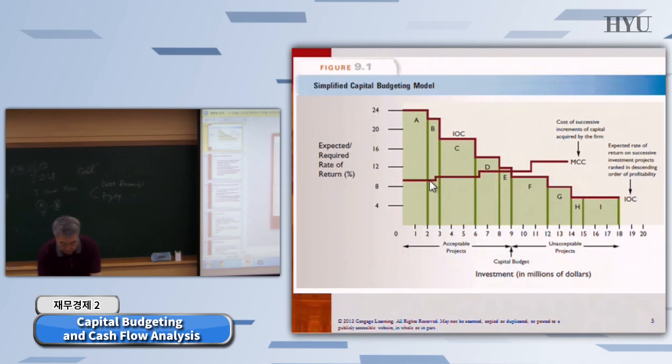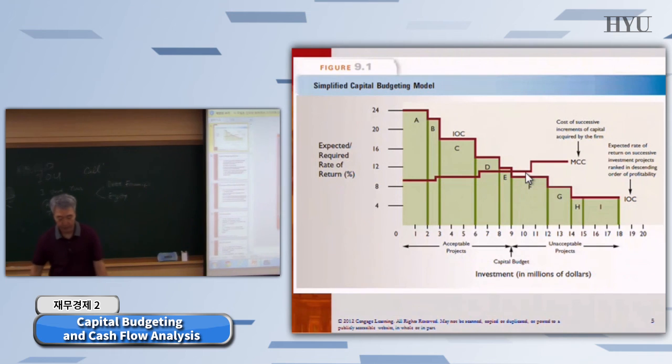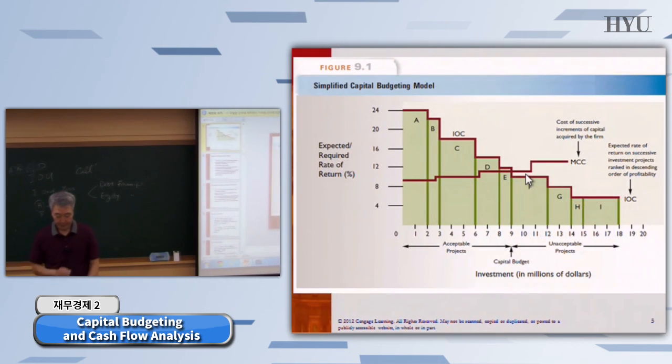Then we have this upward sloping curve. It's called the marginal cost of capital, right? So marginal cost of capital shows the cost of capital for the amount of money you can raise, right? So what that means is, in this case, the first segment here, it goes like about $2.75 million, right? So apparently this company can raise about $2.75 million at about 9%, right?